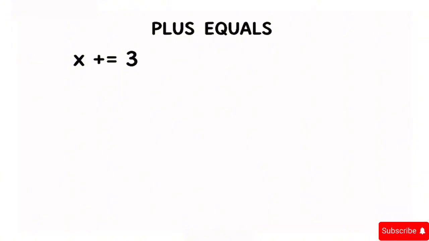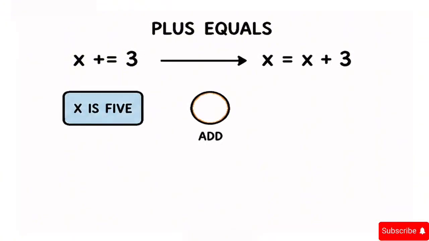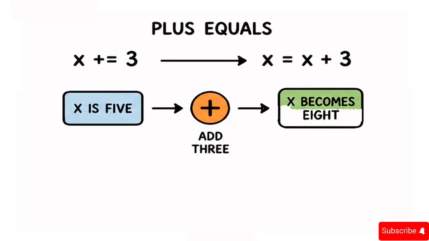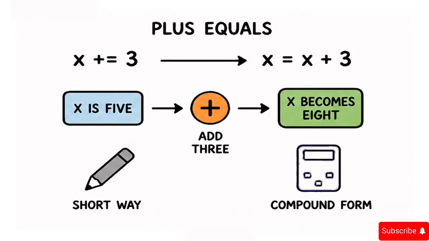Plus equals adds the right side to the variable. If x is 5, then x plus equals 3 makes x become 8. It is a short way to write x equals x plus 3.